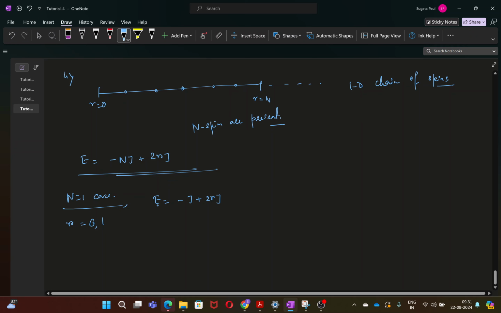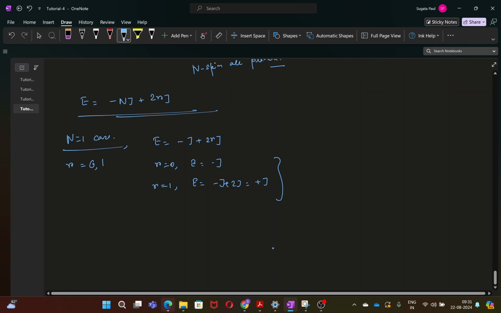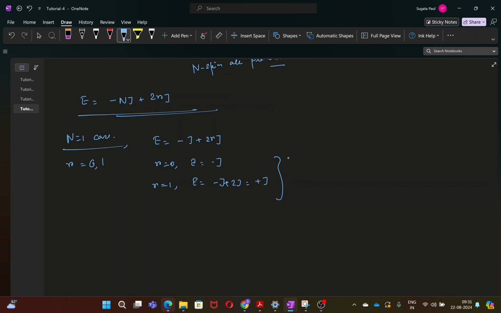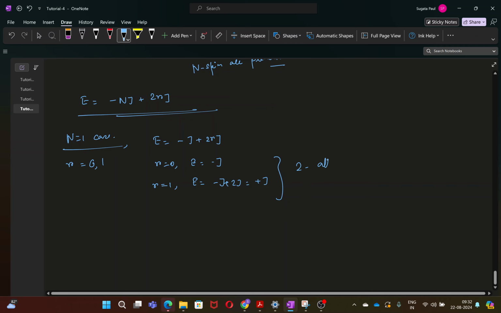If it is chosen as 0 and 1, then for r equal to 0, the energy state is simply minus J. And for r equal to 1, the energy state is minus J plus 2J, which is plus J. So for a single spin, these are the possible configurations, where r denotes the spin flip times. For r equal to 0 you have an energy state of minus J, and for r equal to 1, you have the energy state of plus J. Basically these are the two allowed energy states for the system to be in.